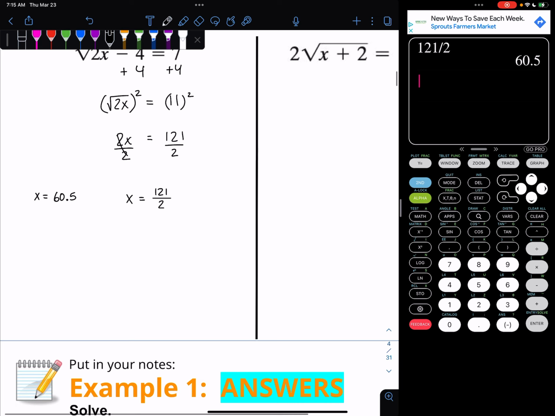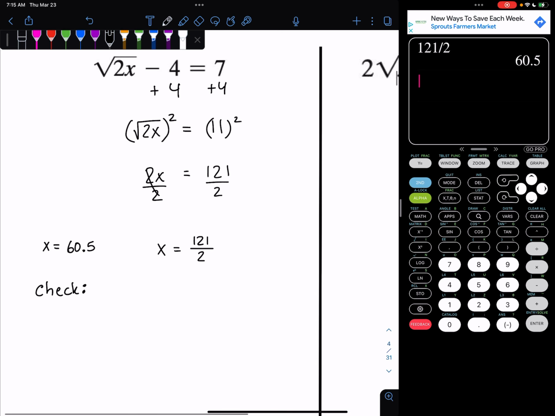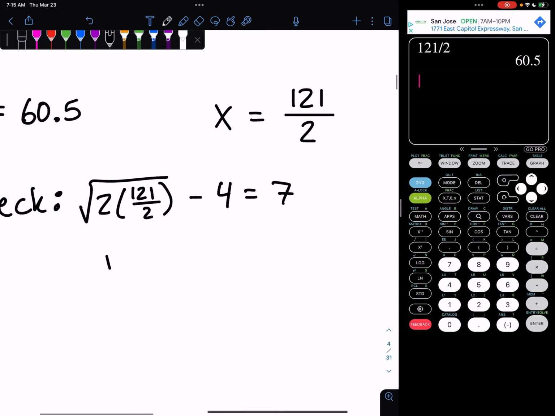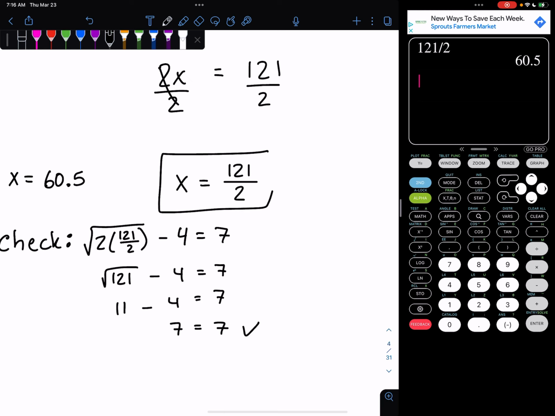Now, typically, we prefer you to write these in fraction form. I need to check my answers now, and it doesn't matter whether I check the decimal or the fraction version. Either way, I still have to check the answer. So I'm going to plug in square root of 2 times 121 over 2, minus 4, is equal to 7. The 2's cancel. Square root of 121 minus 4 equals 7. That's 11 minus 4 equals 7. So 7 equals 7. Check. And that means this is, in fact, my final answer. There it is. Put it in a box.